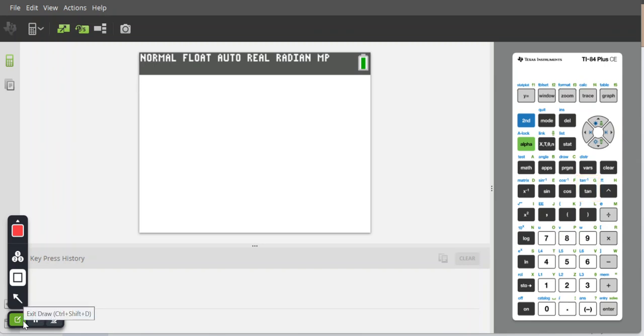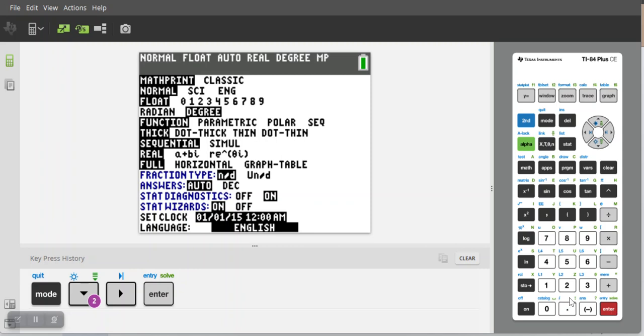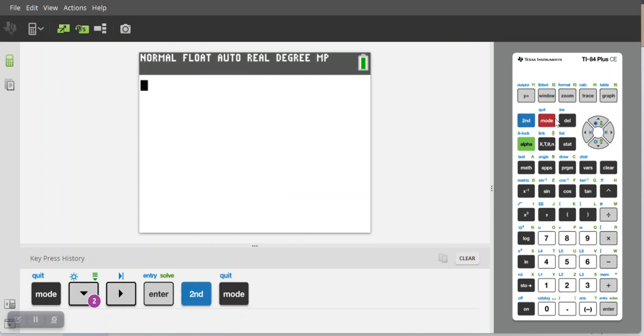Radian mode or angle mode or degree mode. So if I go to mode, I see that right now it's in radian mode. I'm going to move this to degrees, exit out of here, and then after this it's pretty straightforward.